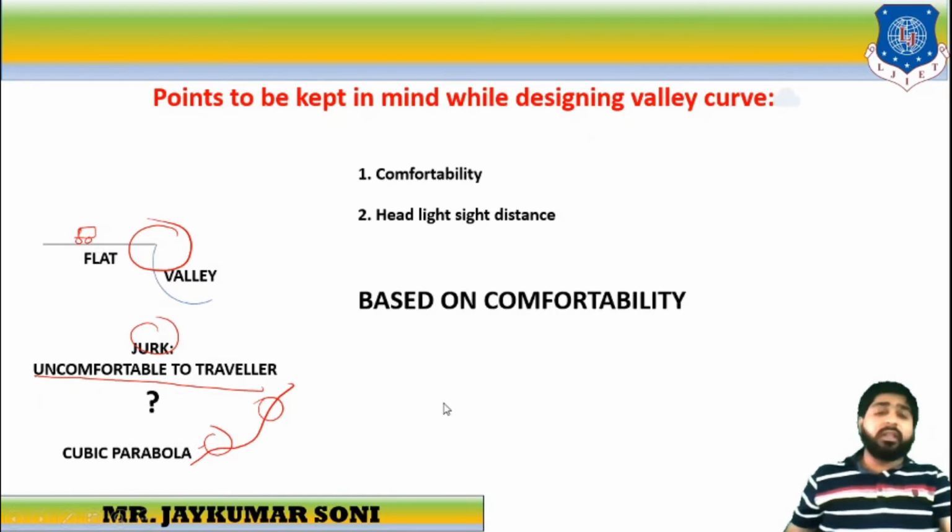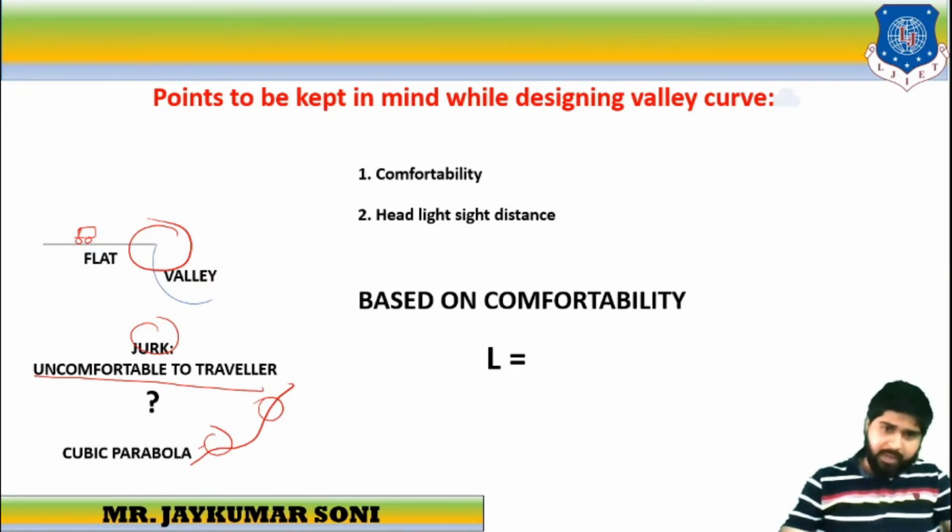Now, based on comfortability, the equation for the length of the valley curve is this. I am narrating the ultimate equation and the second last equation. This is the second last equation. It is n v cube by c raised to 1 by 2.